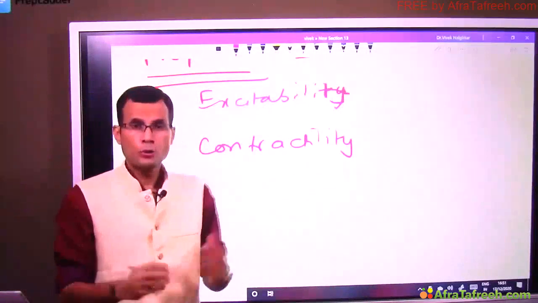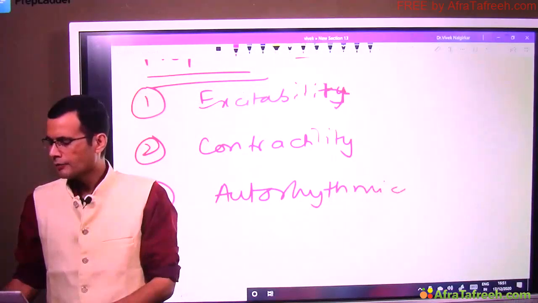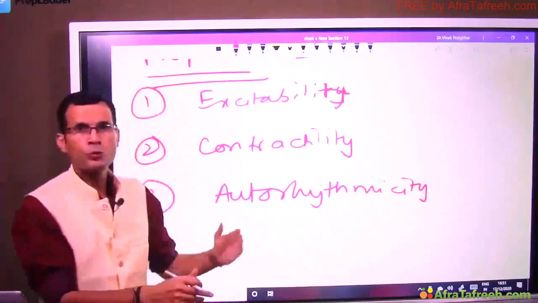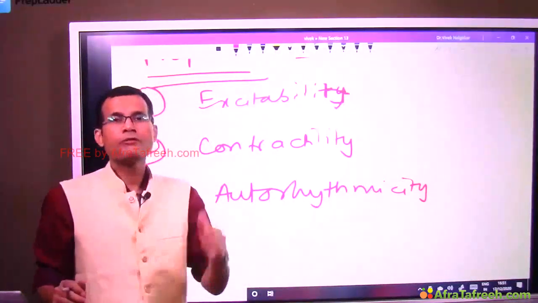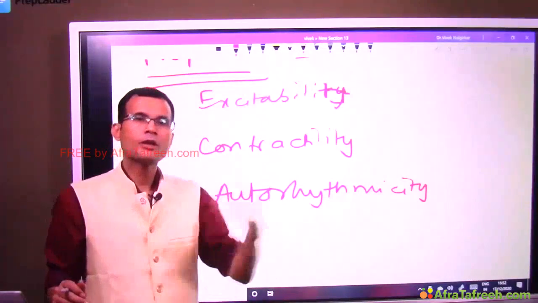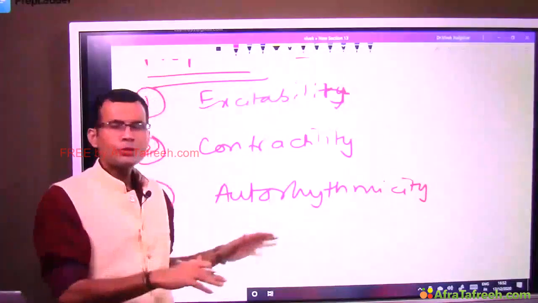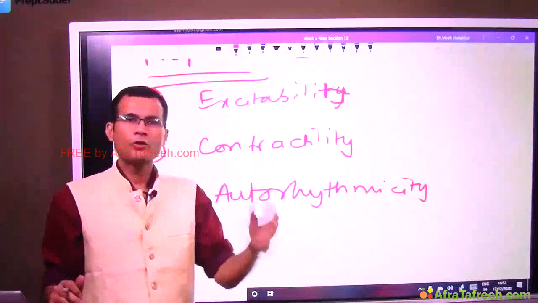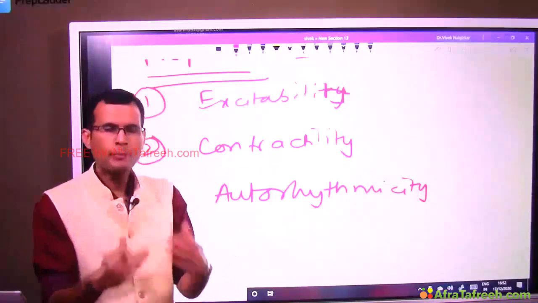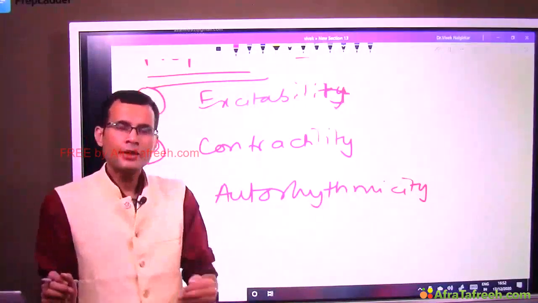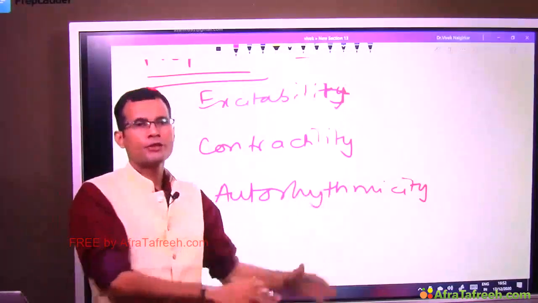Then autorhythmicity. Yes, there are many parts in the heart. We will see this in the due course of the discussion, that they excite in a rhythmic fashion, one after the other. Now, how is that different from a skeletal muscle or a smooth muscle? You know, skeletal muscle gets one signal and it contracts once. That's it. Heart muscle, or many regions in the heart, many parts in the heart, they excite in a rhythmic fashion, one after the other, in a very regular and rhythmic fashion.